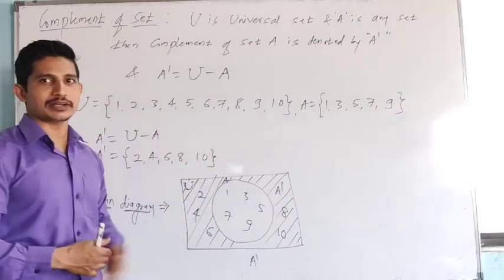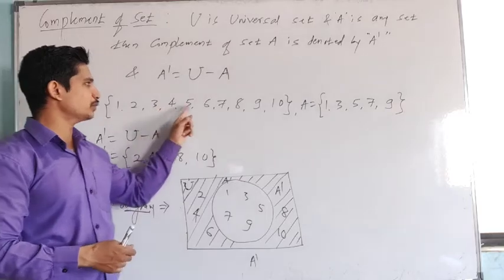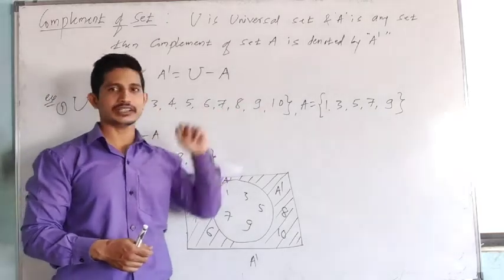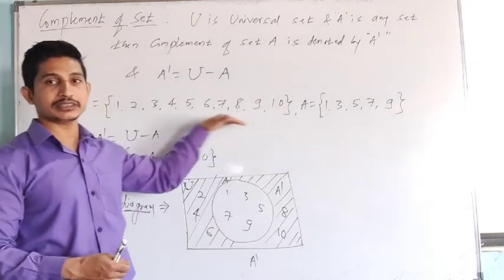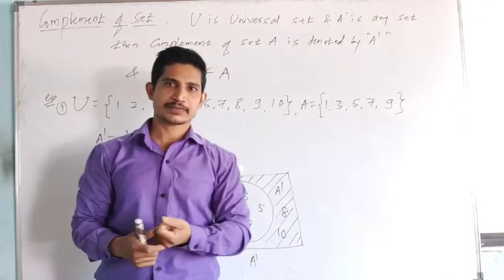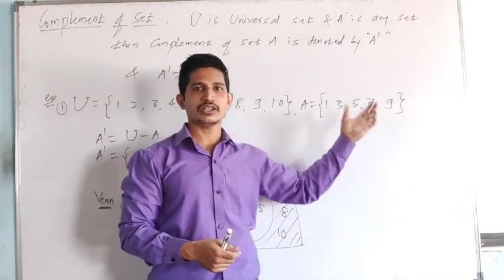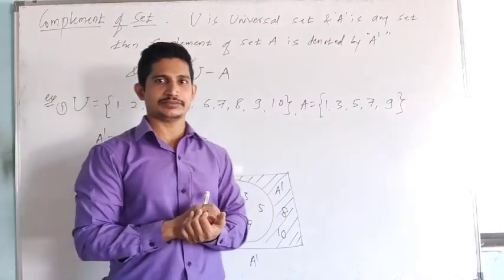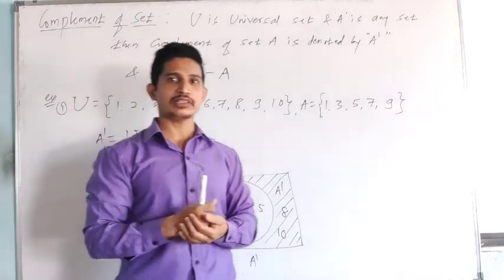See here for example. U is given as 1, 2, 3, 4, 5, 6, 7, 8, 9, 10. All elements from 1 to 10 are given as the basic set, that is, the universal set. And A is given as 1, 3, 5, 7, 9, all the odd numbers. So what is A dash, the complement of A?